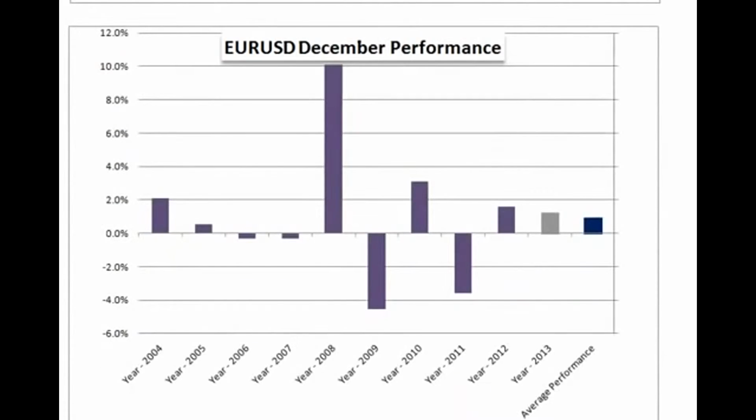Let's take a look at the euro dollar. Is there anything more straightforward? Not necessarily. You can see that there is perhaps one more positive month over the past 10 years, excluding 2013, than there were declines, but there's not necessarily a high probability scenario to draw away from this.